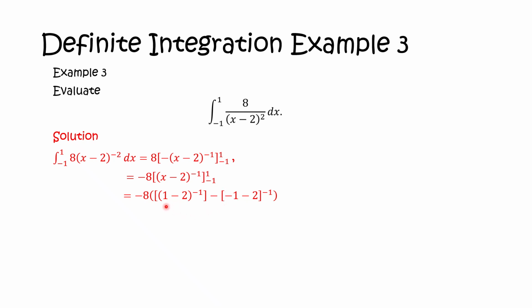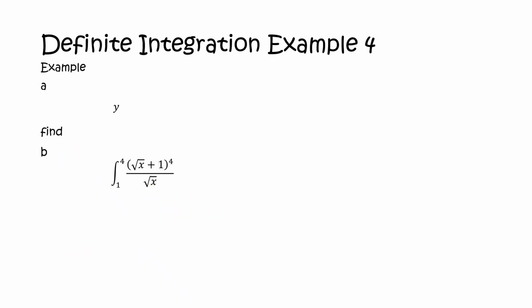So as we do so, we are going to have minus 8 multiplying everything in the curved parentheses, so that we have 1 minus 2 to the power minus 1, then minus 1 minus 2 to the power minus 1. In doing so, simplifying, we are going to end up with 16 over 3 as our final answer. And of course, simplified, we are going to get 5 and 1 over 3. Great, so now let's dive into example 4.